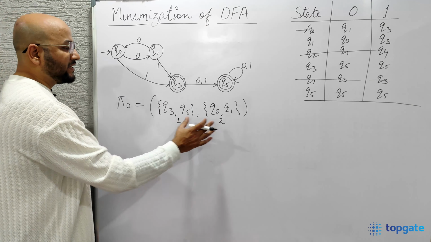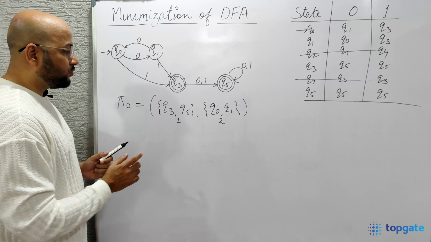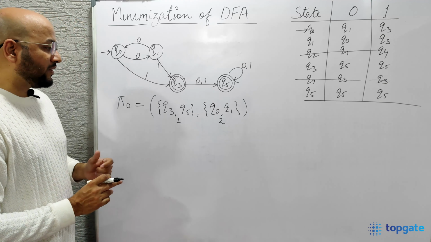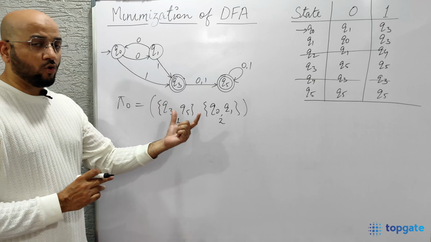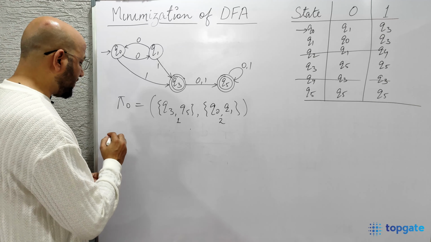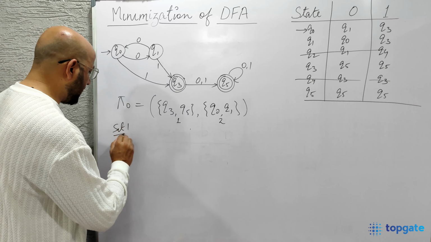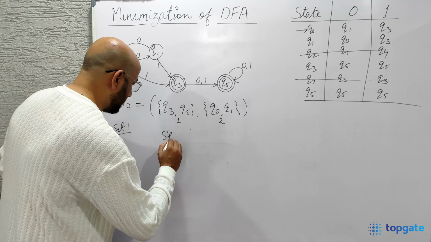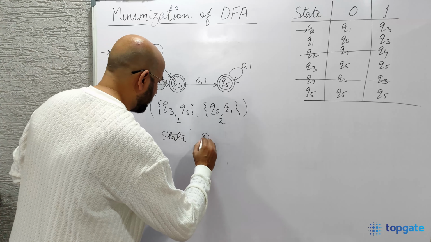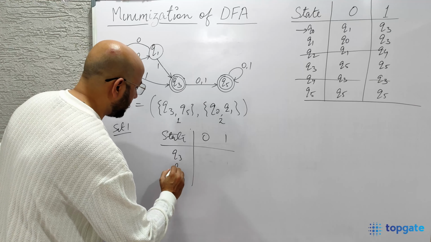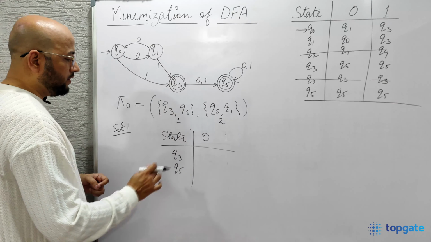Now set number 1 and set number 2 both have 2 elements, and therefore I have to make a table for each, and we'll see whether set number 1 or set number 2 can be further divided or not. So now let's start with set number 1. I'll make a table, and in this table I'll write state, 0 and 1, and under state I'll write Q3 and Q5.